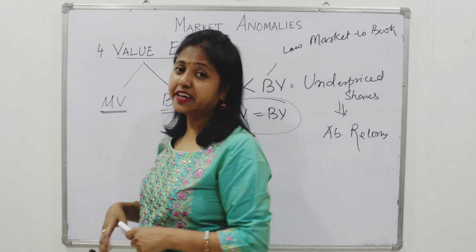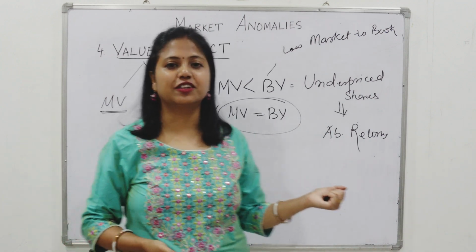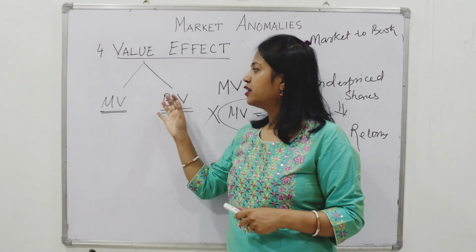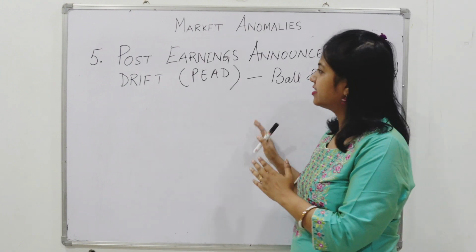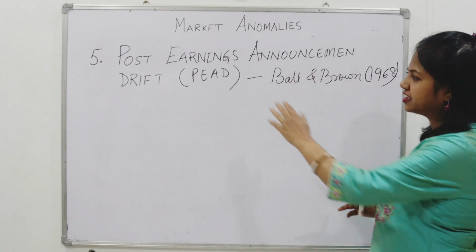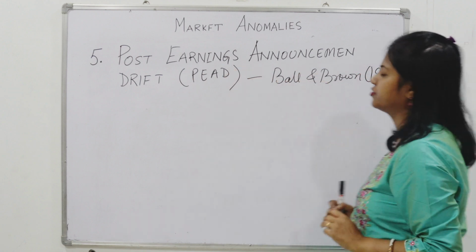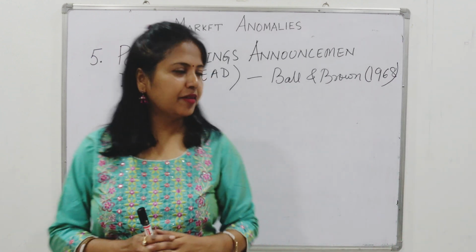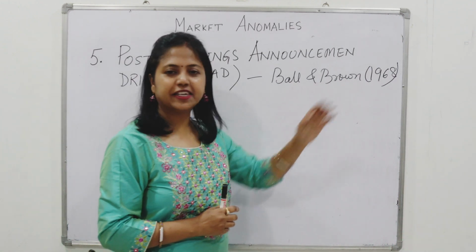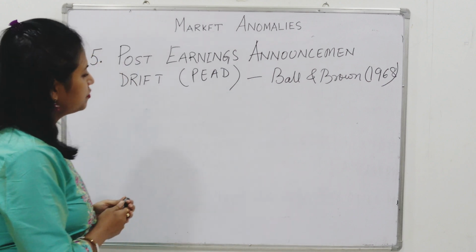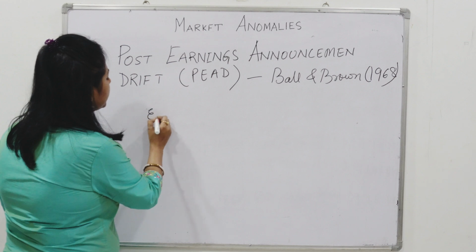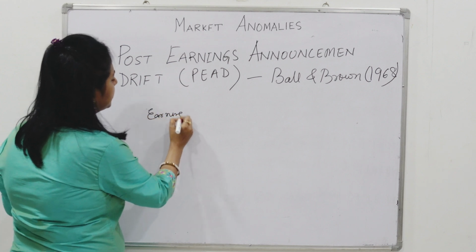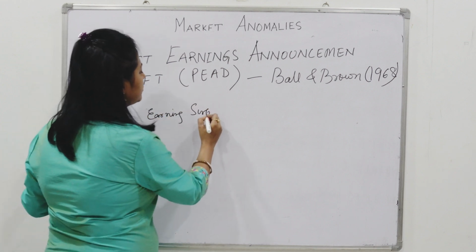Let's move on to the next and the last for today's discussion, that is the post earnings announcement drift. So let us understand the last one for today's discussion, that is post earnings announcement drift. This is propounded by Ray J. Ball and Brown, 1968. Now, what does this say? This says that there is something called earning surprise. What is earning surprise?